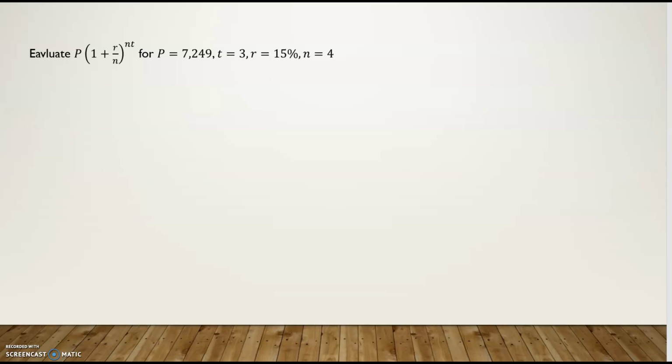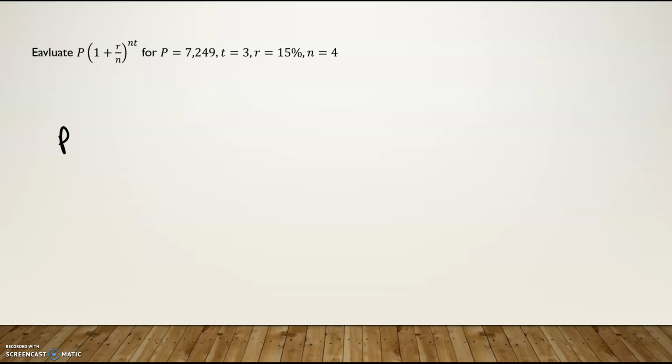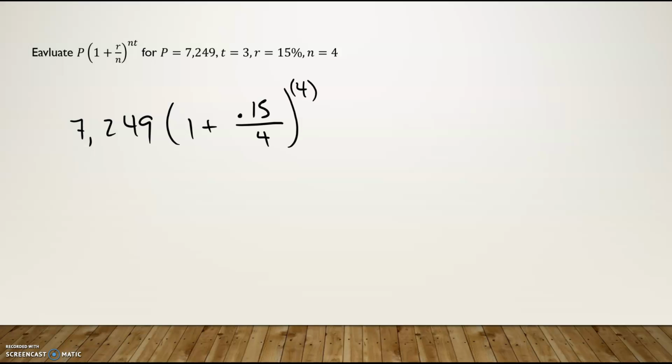Now let's go to this one right here. Okay, so we're trying to evaluate the compound interest formula, and it gives us everything that we need. All we have to do is plug these numbers in here. So we've got P, actually we'll just go ahead and plug this in since they give that to us. 7,249 times 1 plus 0.15 over 4 raised to 4 times 3.